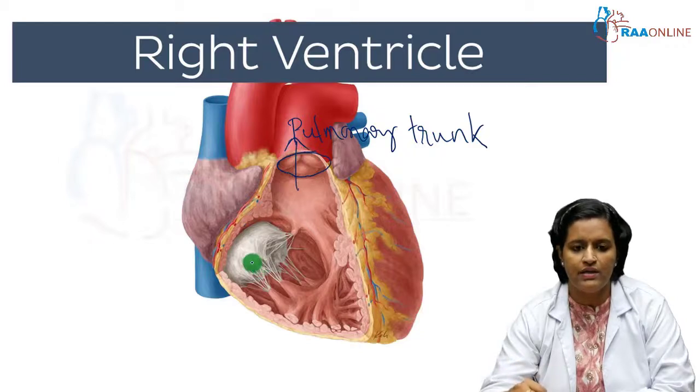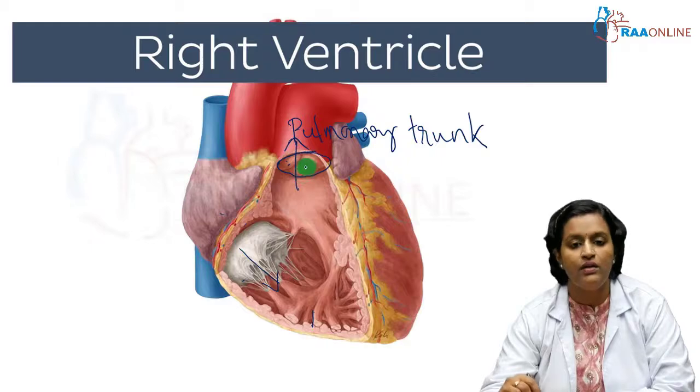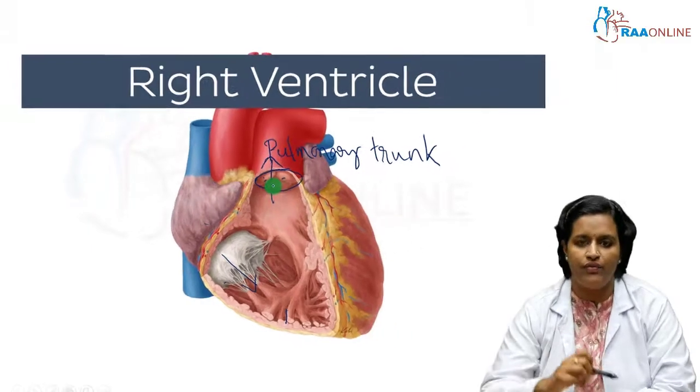And this is the right atrioventricular orifice, which is guarded by the tricuspid valve here, through which blood enters into the right ventricle. The pulmonary orifice is also guarded by a valve. You can see the three cusps of the valve here. This valve is called the pulmonary valve.